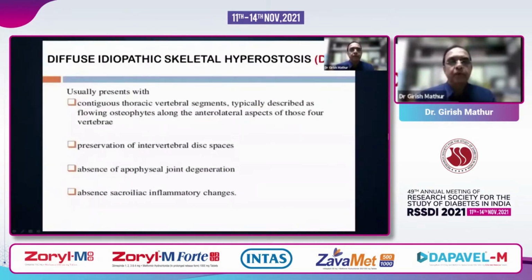These are usually present in contiguous thoracic vertebrae, typically described as flowing osteophytes along the anterolateral aspects of the vertebrae. There is preservation of the intervertebral disc, an absence of apophyseal joint degeneration, and absence of sacroiliac inflammatory changes.